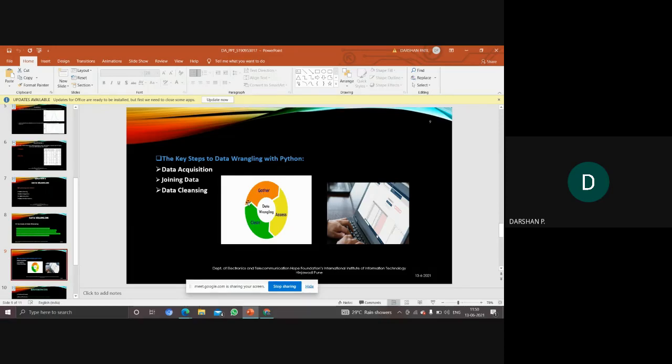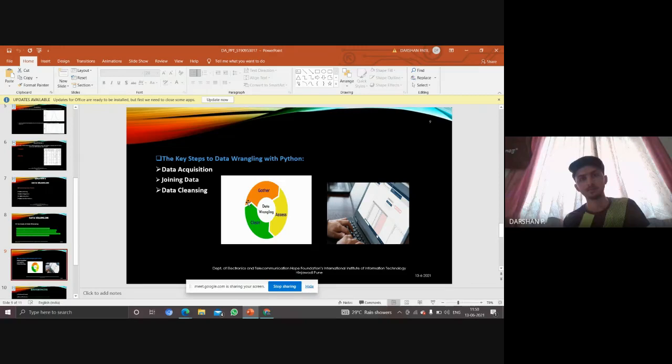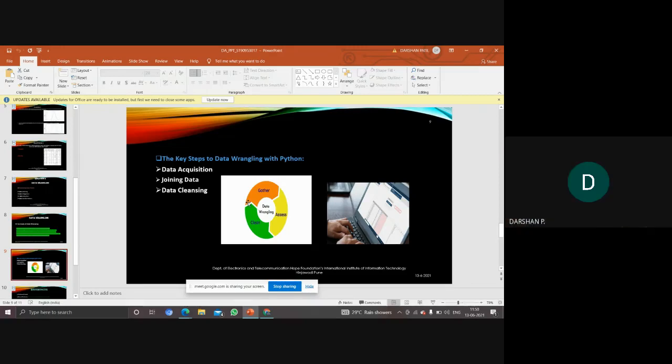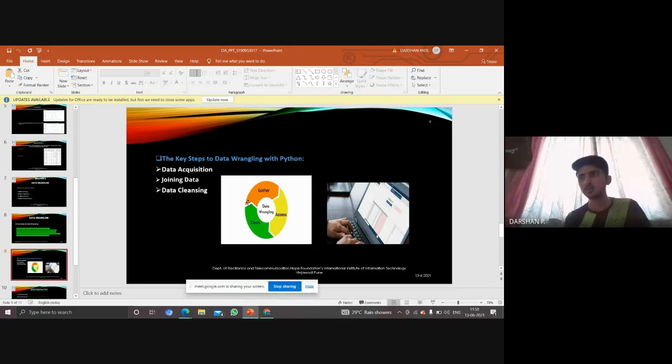And joining data: once data has been obtained from all the sources, it needs to be arranged, edited, and modified, and the data is combined for further analysis. And there is a function called data cleansing, which helps cleanse all the unnecessary data. This step involves redesigning data into a usable or functional format and making corrections to remove any bad data from your database. So these are the key steps for data wrangling.